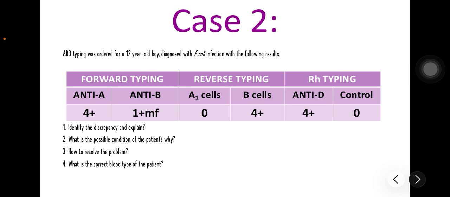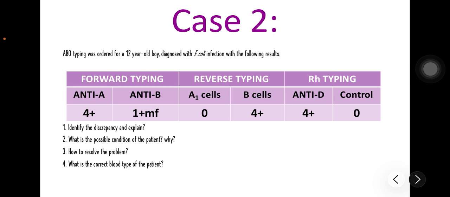So what is acquired B phenomenon? Normally, group A red cells have A antigen only, but in some bacterial infections, bacterial enzymes modify the A antigen slightly. The modified A antigen looks like the B antigen, so the anti-B reagent reacts weakly. So this causes weak or mixed field anti-B reaction in the forward typing. But reverse typing remains normal because the person is not truly group B. So this is a group 2 ABO discrepancy involving weak or missing antigens. So the problem is in the forward typing.